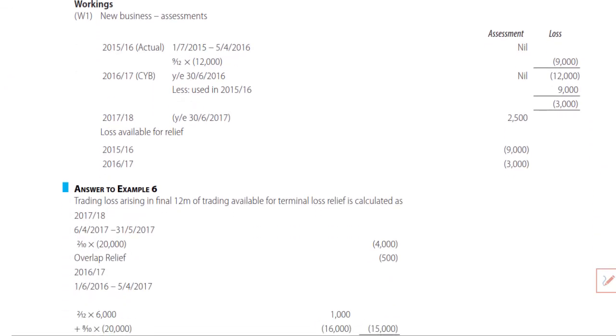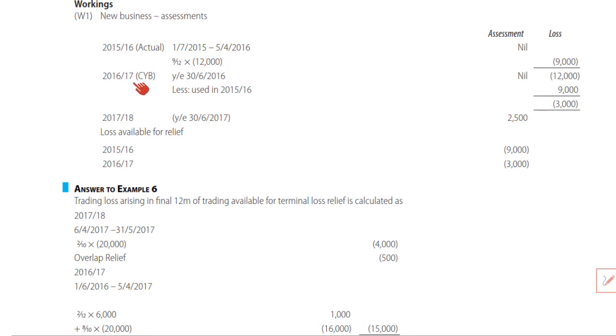As we've just agreed, 15-16 is the first tax year, actual basis of assessment, start date 1st of July through to following 5th of April 16. That is 9 months out of what is an opening 12-month period in which we made a loss of £12,000. So that is a loss of £9,000 and thus an assessment of nil. So the first £9,000 of the £12,000 loss is available for use in relation to the 15-16 tax year.